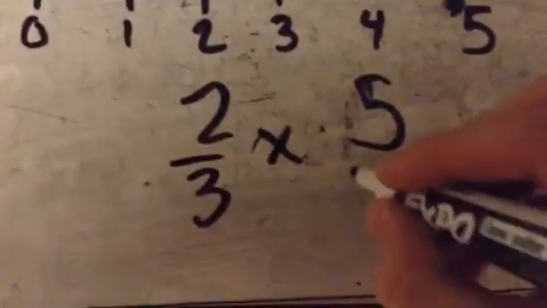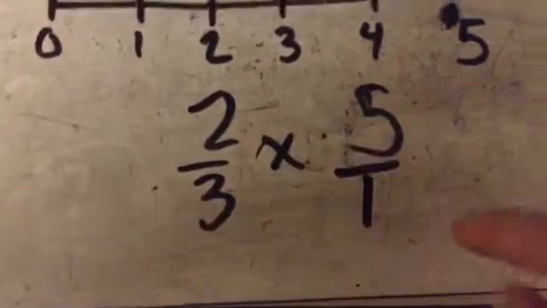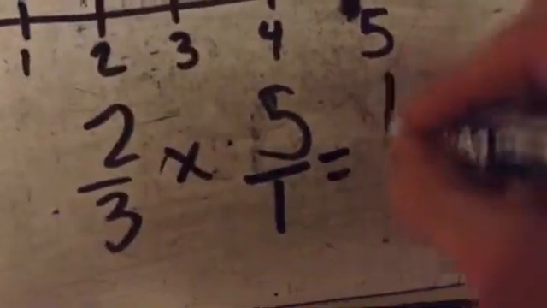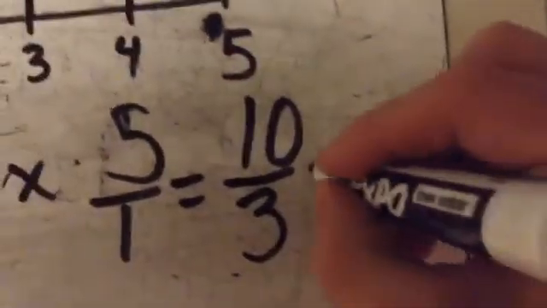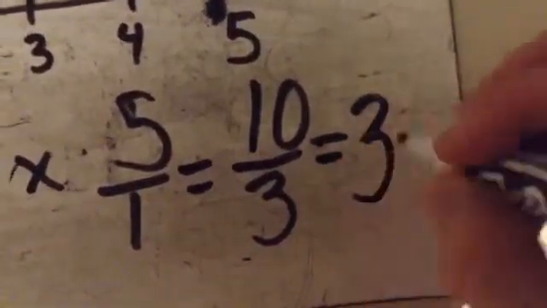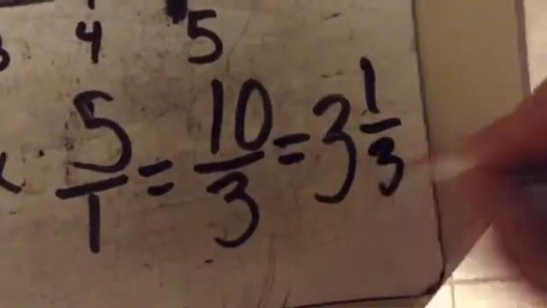And we know that 5 should be put over 1. There's nothing to cross cancel. So I multiply straight across. I get 10 over 3, or 10 divided by 3, which will be 3, with the remainder of 1, and the denominator stays the same.